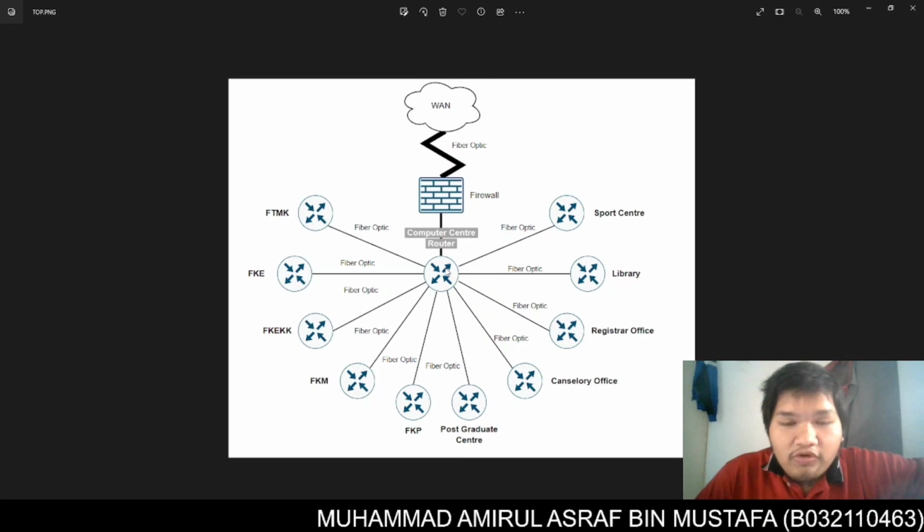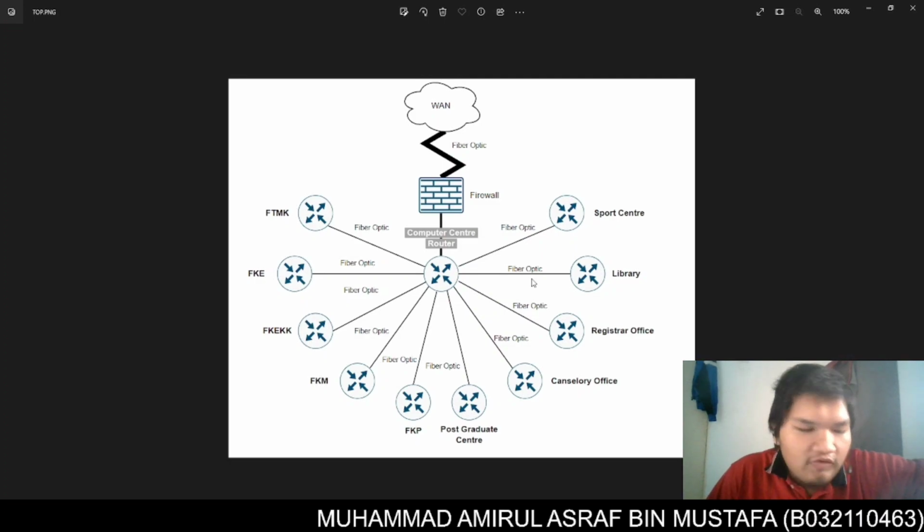And then as for the communication media, we choose fiber optic, mainly for its transmit distance. UTM is quite a large facility. If we use some other cable like UTP or STP, we are going to need a repeater every 100 meters, so it will be quite inconvenient. Also, cable like UTP has very low resistance and tolerance, so it is not suitable for outdoor cabling. That's why we chose fiber optic.